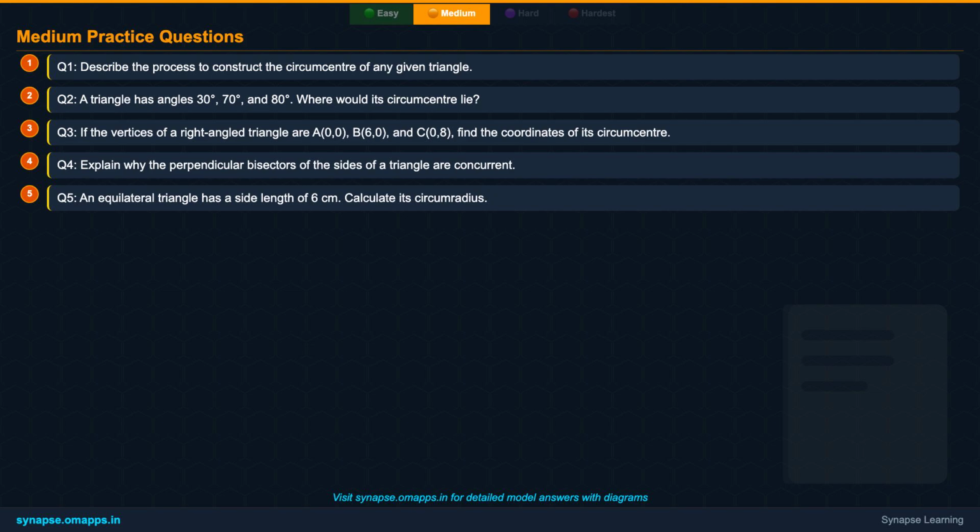Where would its circumcenter lie? Q3. If the vertices of a right-angled triangle are A(0, 0), B(6, 0), and C(0, 8), find the coordinates of its circumcenter.